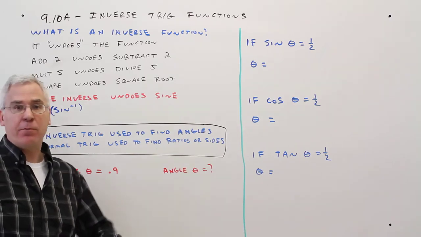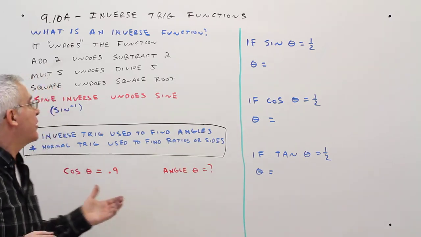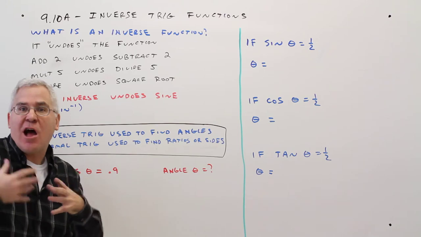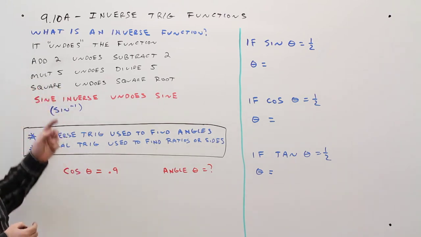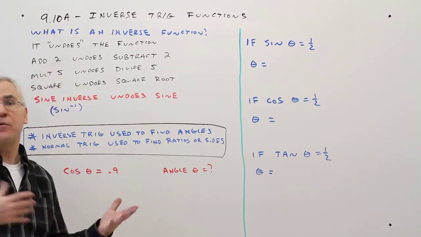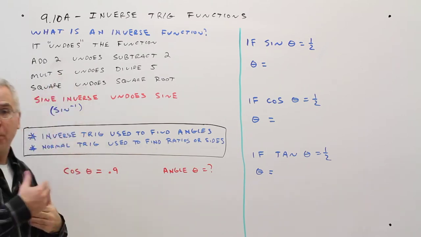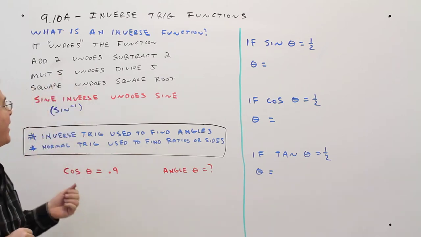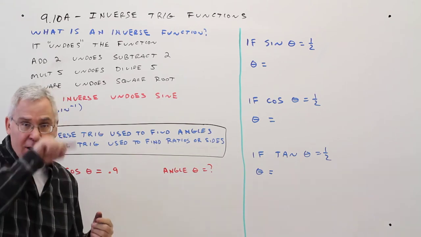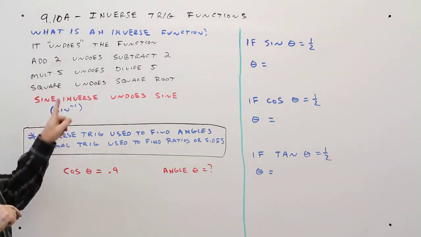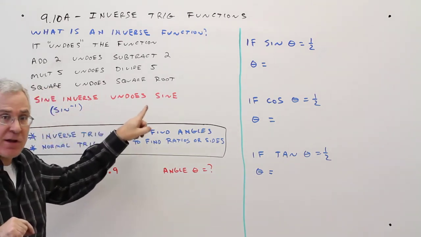First of all, let's start out, what even is an inverse function? Well, an inverse function undoes the function itself. So for example, adding 2 undoes subtracting 2. Multiplying by 5 undoes dividing by 5. Squaring undoes square rooting. Sine inverse undoes sine.